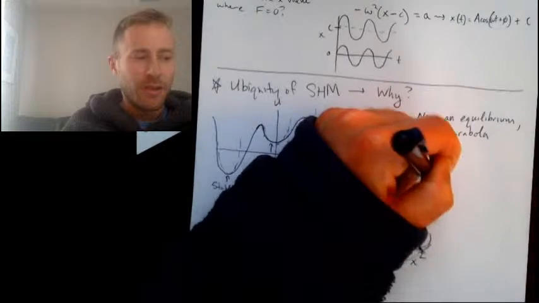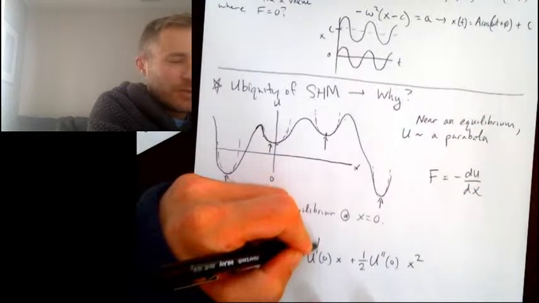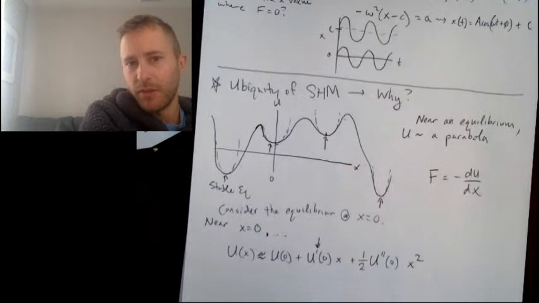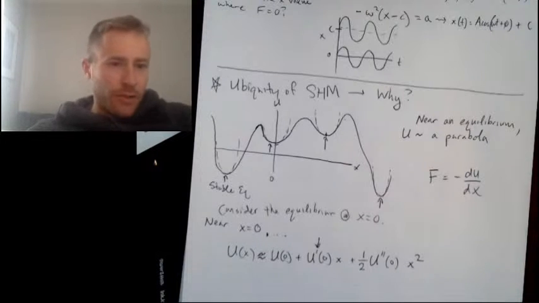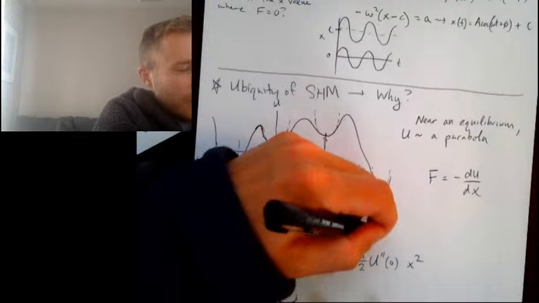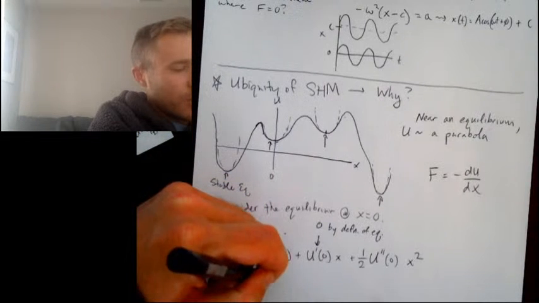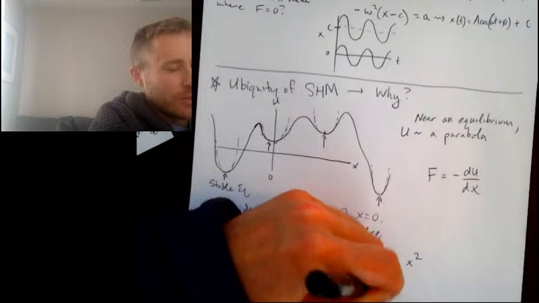Keeping in mind that to get the force function, we do minus the derivative. What is going to be this derivative evaluated at the equilibrium point? By definition of being an equilibrium point, what is the derivative? Type it in the chat if you know. Zero. Yeah, exactly right. So this is 0 by definition of an equilibrium. Okay. So what that means is that near an equilibrium, u of x is approximately equal to u evaluated at 0 plus 1/2 u prime prime of 0 times x squared.